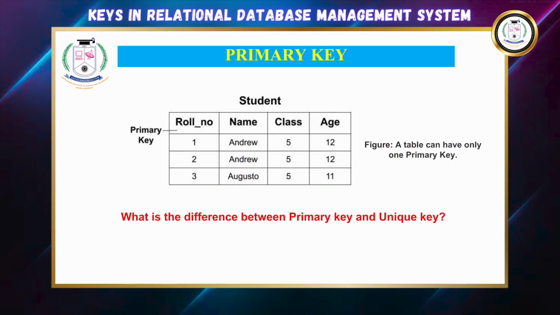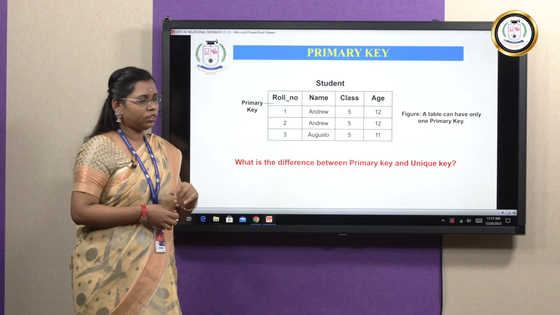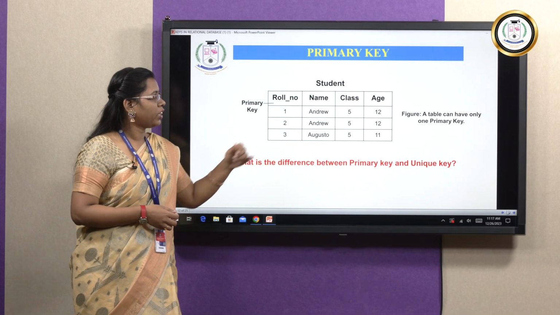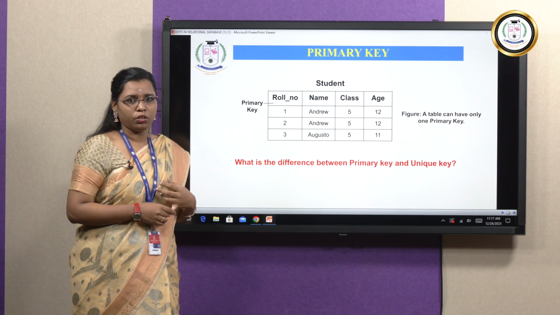Let us see another example of the primary key. Here, this is the student table, with roll number, name, class and age as the attributes, and three rows are inserted. Here, can we take age as a primary key? No.